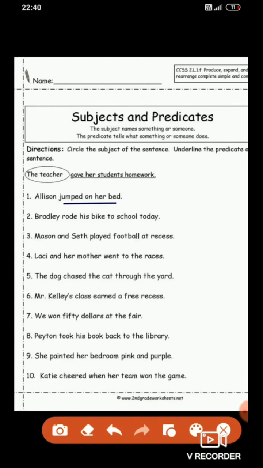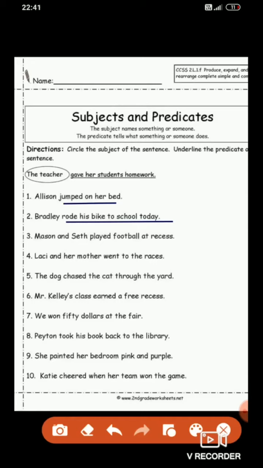Clear? Now the second one, Bradley rode his bike to school today. Now, rode his bike to school today is a predicate, and Bradley is a naming part, so it is a subject. Who rode his bike to school today? Bradley. Here also the predicate starts with the verb rode. Ride's past form is rode. Clear? Ride, rode.